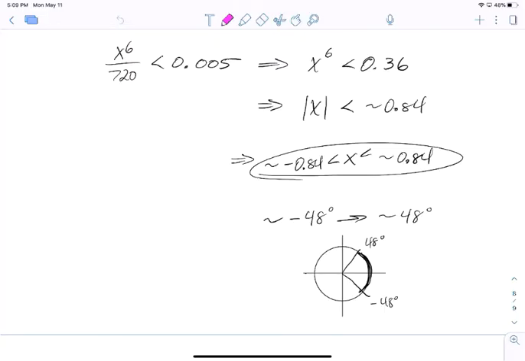And I had a computation error. I said that 720 times 0.005 was 0.36. It actually is 3.6, and the 6th root of that is approximately 1.238. So the interval that I stated should reference that number, approximately negative 1.238 to 1.238, and in degrees, that is approximately 71.